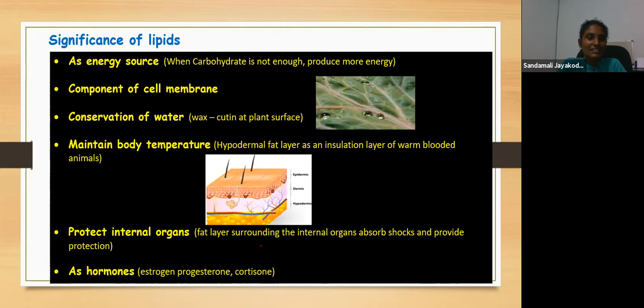Then they are a component of the cell membrane. As I told you, the cell membrane is made up of proteins, and also lipids. Lipids and proteins make the cell membrane. And they are important to conserve water in a plant or in our body.